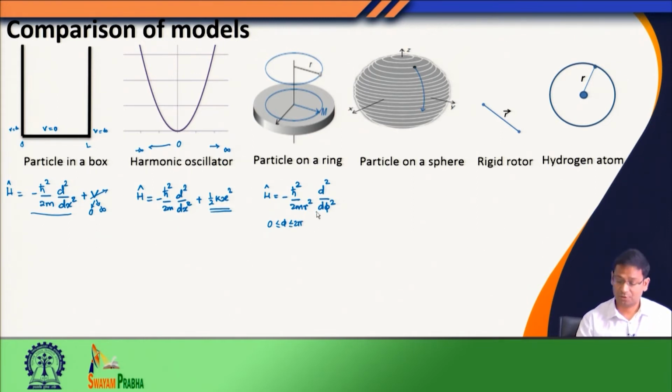Now, this is the Hamiltonian. Of course, we said that there is no potential energy that the particle experiences when it goes around the ring. From a ring, we went to sphere by imagining that a sphere is simply a stack of rings kept one below the other. And when the particle is going around on the surface of a sphere, it essentially can jump from one ring to another ring. While it is in one ring, of course, it can show a motion around this ring.